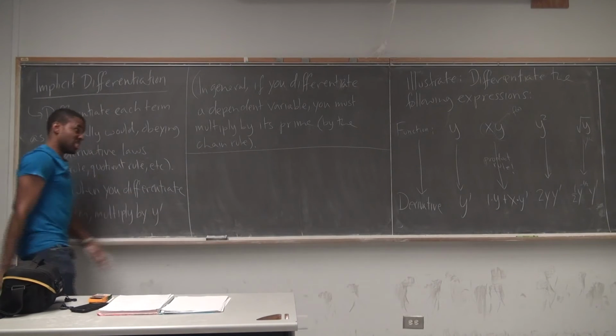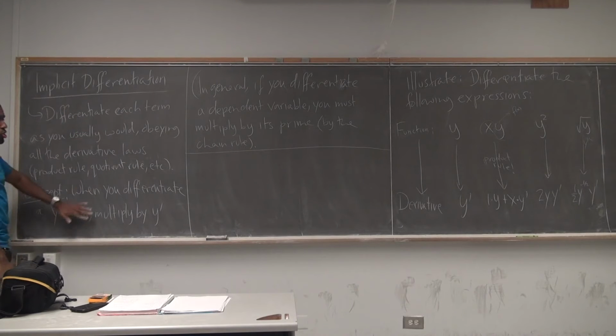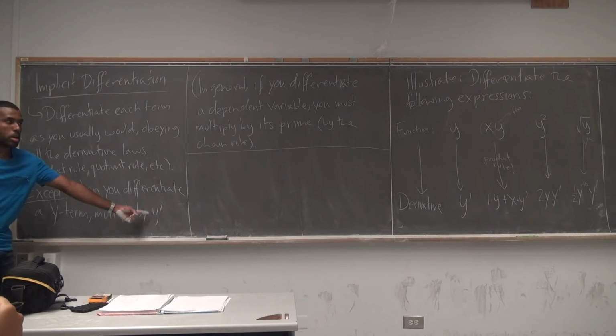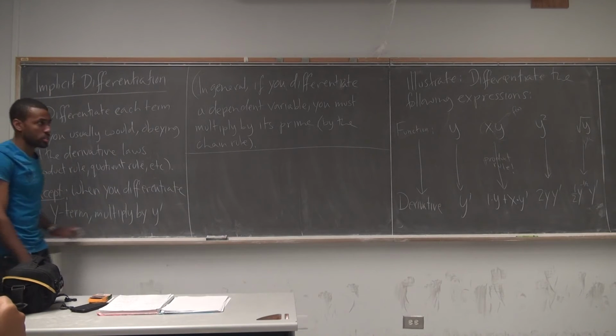And that is, in a nutshell, implicit differentiation. Differentiate as you normally would, obey all the other rules, which means if you have two things multiplying, you need the product rule. If you have two things dividing, you need the quotient rule. If you have one thing plugged into another, you need the chain rule. Except, whenever you differentiate the dependent variable, you need to multiply by its derivative, because the chain rule says we have to do that.